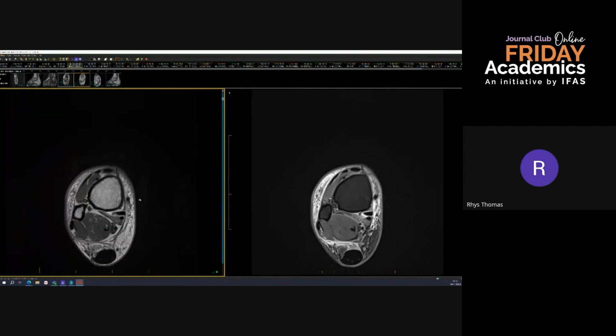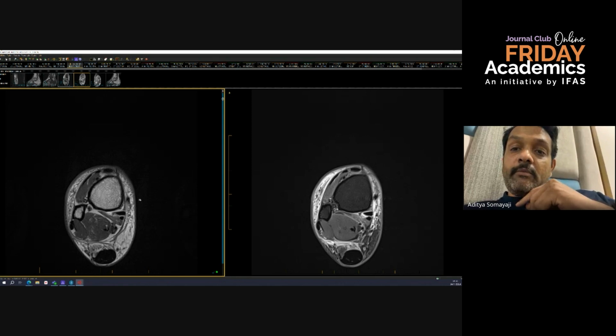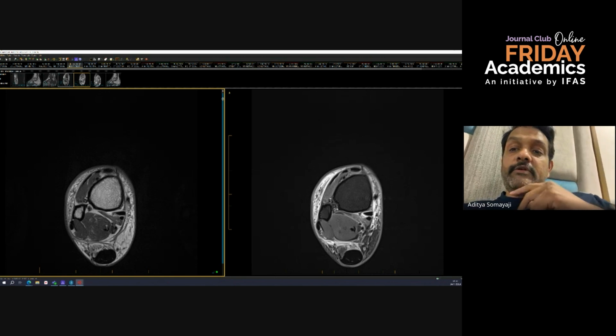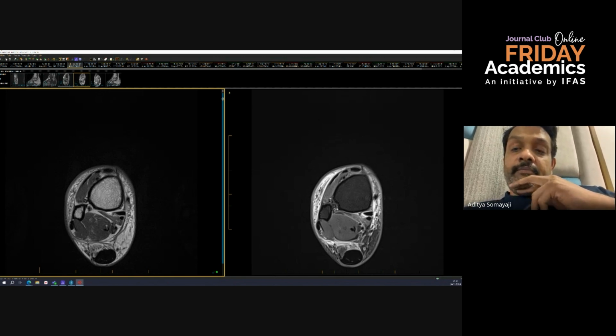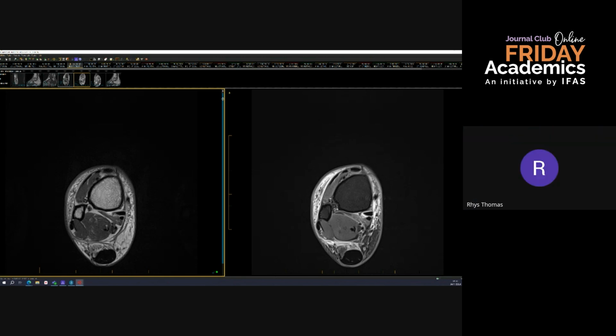The other question is regarding interdigital neuroma. Is it clearly visible in MRI? Or do you do an ultrasound for that? So in our institution in Cardiff, we routinely do ultrasound to figure this out.